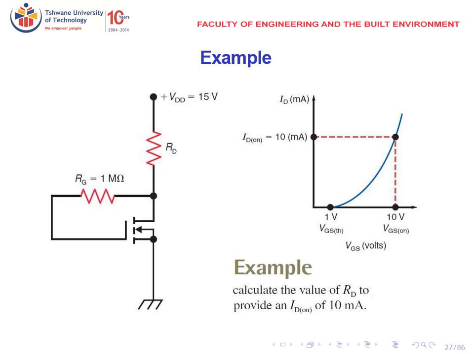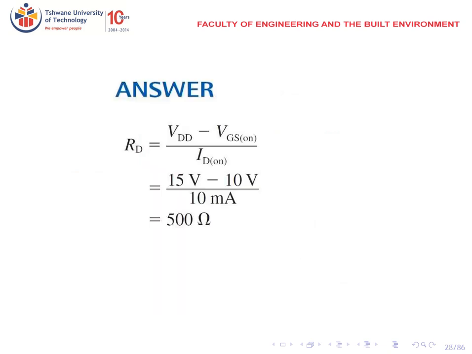Example using drain feedback biasing. Calculate the value of RD to provide an ID on of 10 milliamperes. This transconductance curve shows us that the threshold voltage required for ID to flow is 1 volt. VGS on is equal to 10 volts. ID on is equal to 10 milliamperes. So RD will be equal to VDD minus VGS on divided by ID on, which gives 500 ohms.